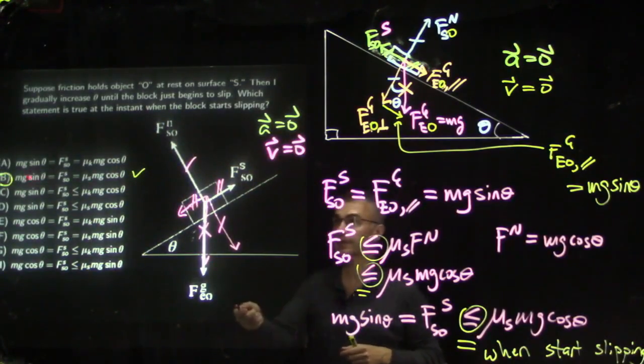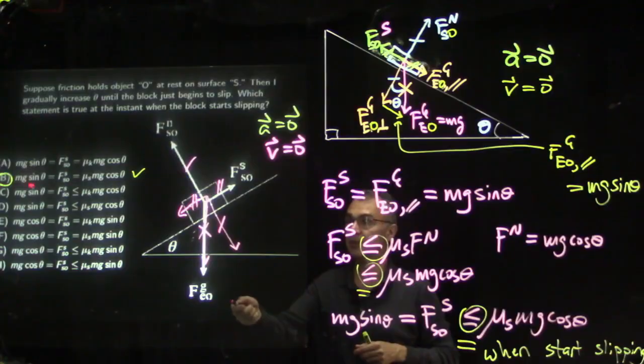mg sine theta equals, okay, this is the downhill component of gravity. So mg sine theta is the downhill component of gravity. That has to be balanced by the static friction force. And the static friction force at the instant when it's just beginning to slip, so you're just about to make it start slipping, is mu static times F normal. F normal equals mg cosine theta because F normal has to balance this component of gravity, which points opposite F normal.